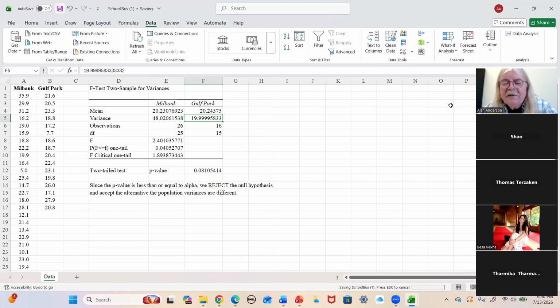And then we can start chapter 12, which is all about chi-square this time, right? There's no F just yet. That comes later.